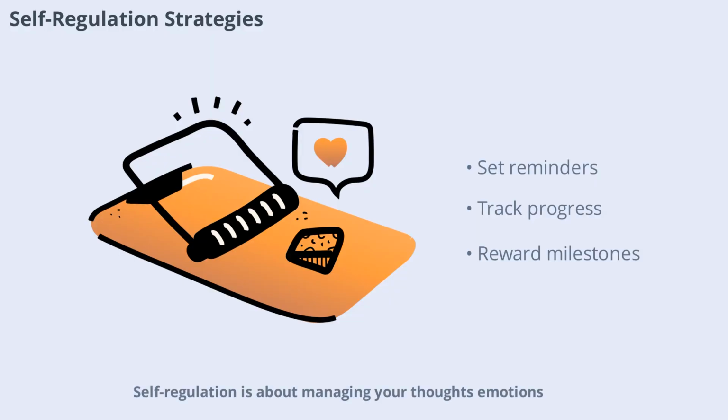Self-regulation is about managing your thoughts, emotions, and behaviors to achieve your goals. Cognitive strategies like setting reminders, tracking progress, and rewarding yourself for milestones can keep you on track. These techniques are especially helpful for long-term projects or when motivation wanes.